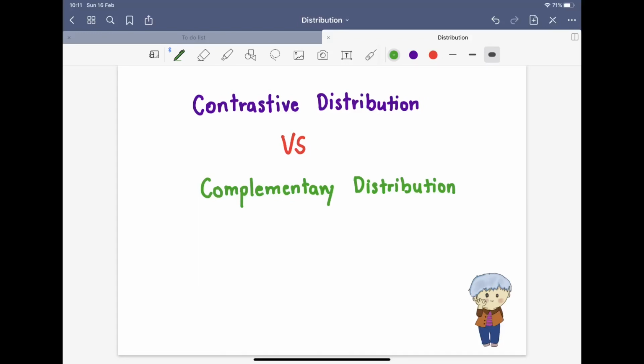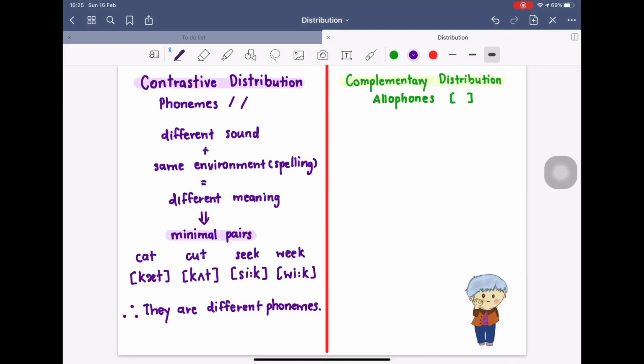Hello everyone, in this video we are going to see the different phonemic distributions. They are contrastive distribution and complementary distribution. Okay, so right now we are going to talk about the first distribution.